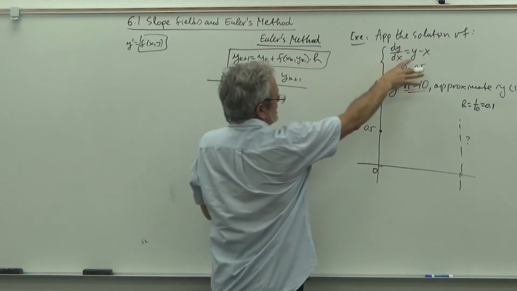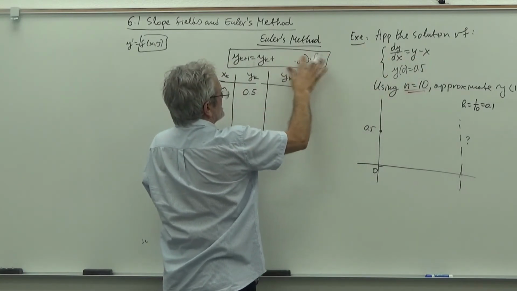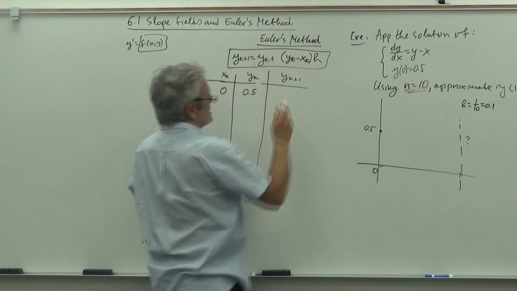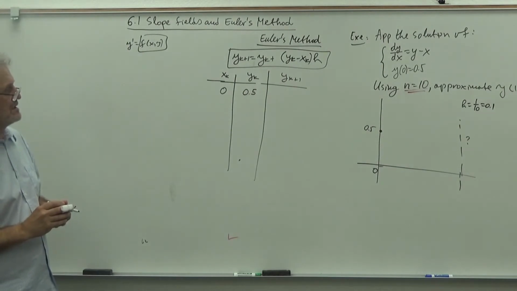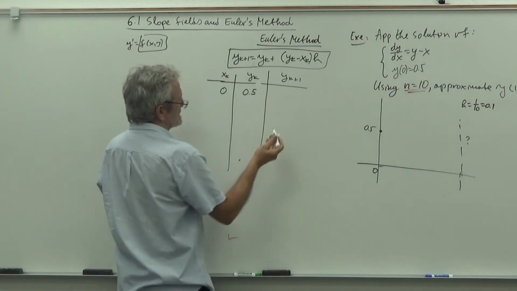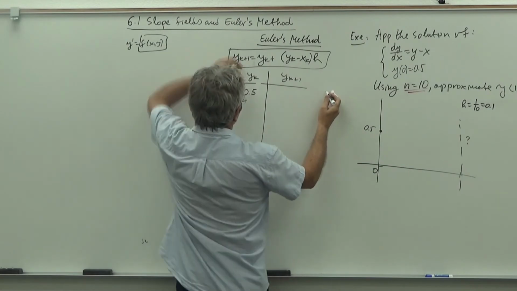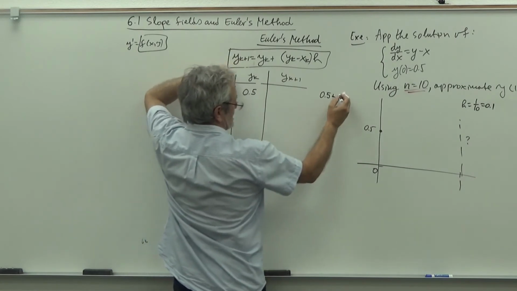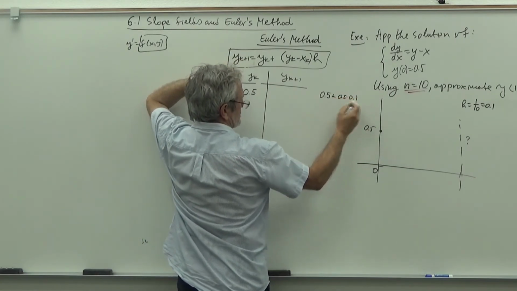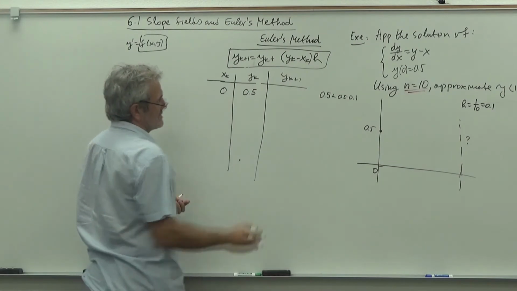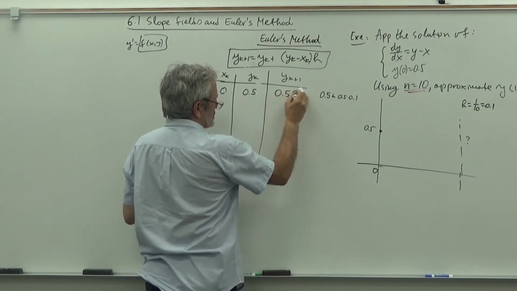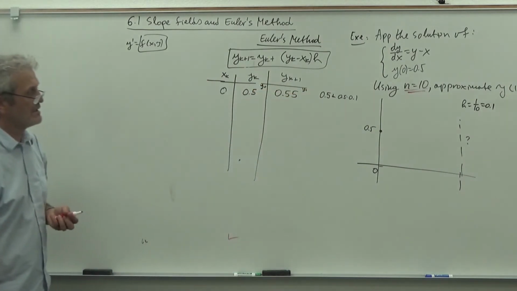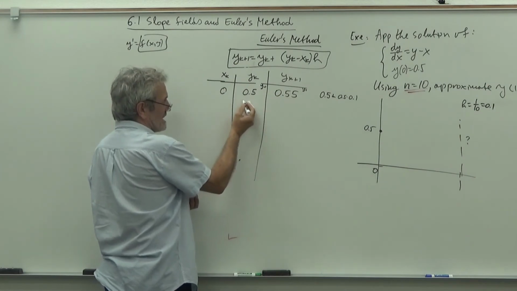So f of x, y is y minus x, so this will be yk minus xk. So here it is. How do I calculate this? I'll do the calculation on the side. It would be 0.5 plus, subtracting them on the line, 0.5 times 0.1. And this is 0.55. So this is your y0, and this is your y1.